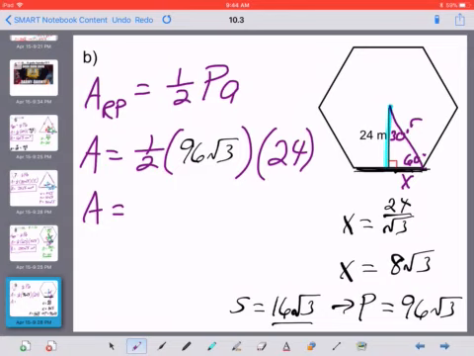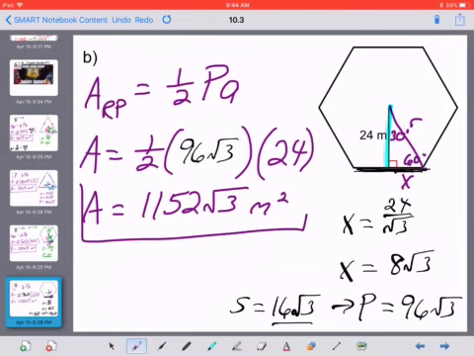The 0.5 for the 1/2 multiplied by 96 multiplied by 24 is going to get us 1152. I didn't put the square root of 3 in my calculator. It just tags along for the ride, and we end up with 1,152 times the square root of 3 square meters.